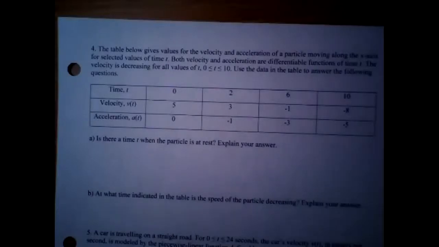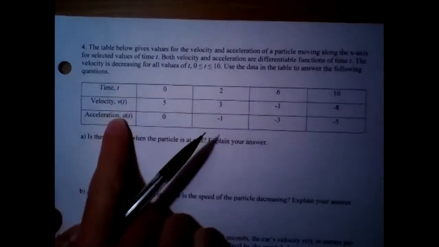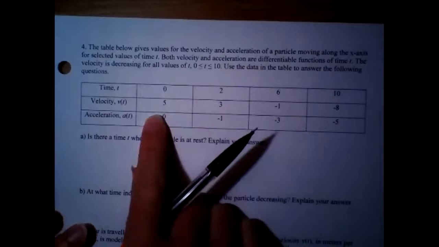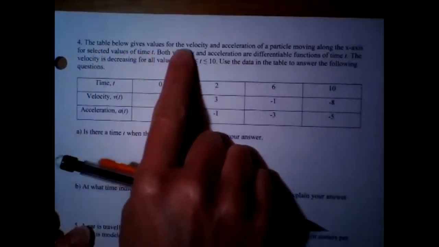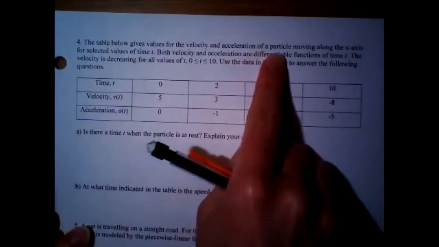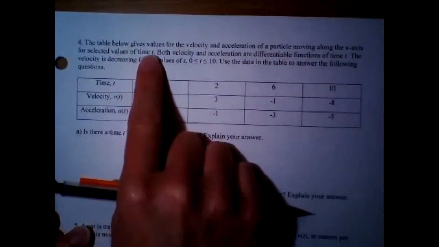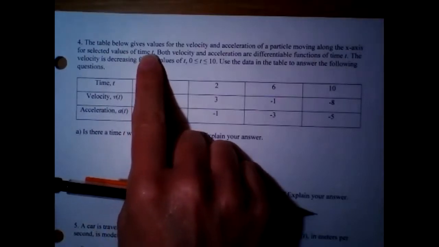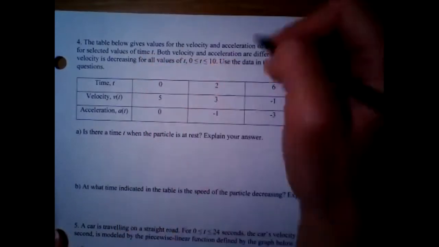Right, so number 4, again, instead of an equation, you're just given velocity and acceleration values in this chart. So all the numbers that we're going to need to use are right here. So let's read. Table below gives values for velocity and acceleration of a particle moving along the x-axis for selected values of time. I don't see any units for this, so that means we're not going to need to use them. Both velocity and acceleration are differentiable.